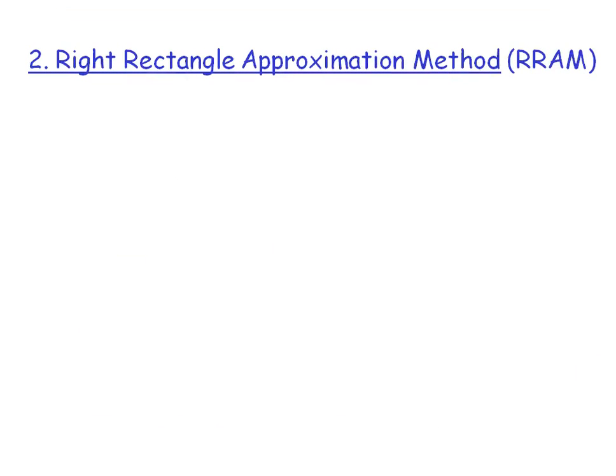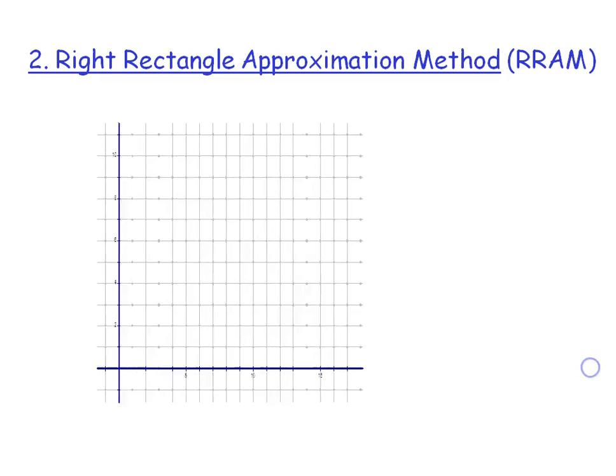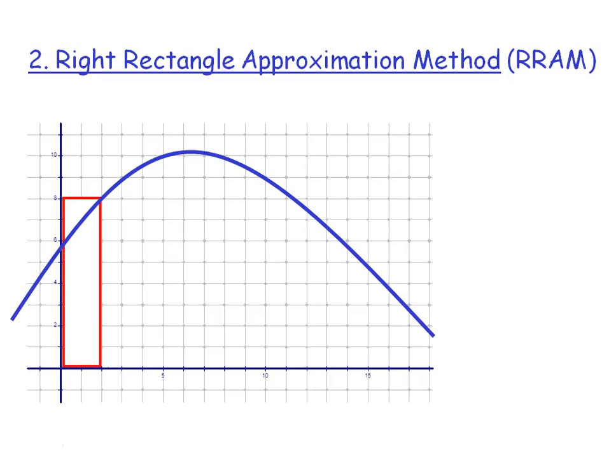The other type of approximation is what's called a right rectangle approximation, or an RRAM. Here's our curve again. In an RRAM, the top right-hand corner of each rectangle is going to touch your curve. So at x equals 0, there is no rectangle top touching the curve. At x equals 2 is where the top of the rectangle actually touches your curve.